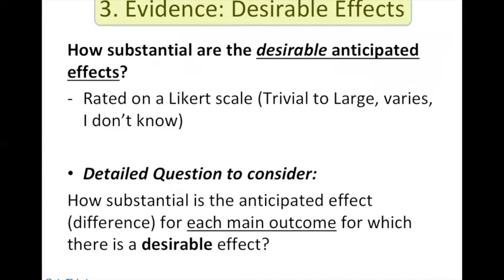How substantial are the desired anticipated effects? It's on a Likert scale from trivial to large. There's also an option for it varies or I don't know. One extra detailed question is, how substantial is the anticipated effect or difference for each main outcome for which there's a desirable effect? So you're going to have to go through this exercise of determining how robust the results are for each outcome that has a good outcome, a good benefit for your intervention of choice.